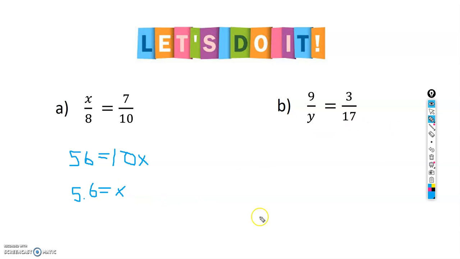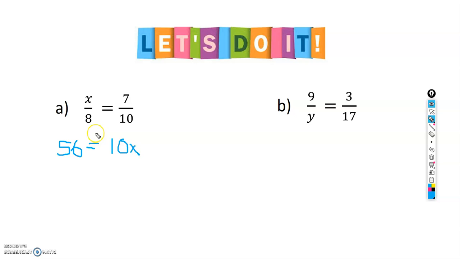Let's try it the old-fashioned way. The way that I taught you originally, we'll multiply again, 56, because we're doing cross products. Multiply the other way, 10x. Then we can draw our wall. The inverse operation of multiplying is dividing. We'll divide by 10. And my answer, the solution for x, is 5.6 equals x.